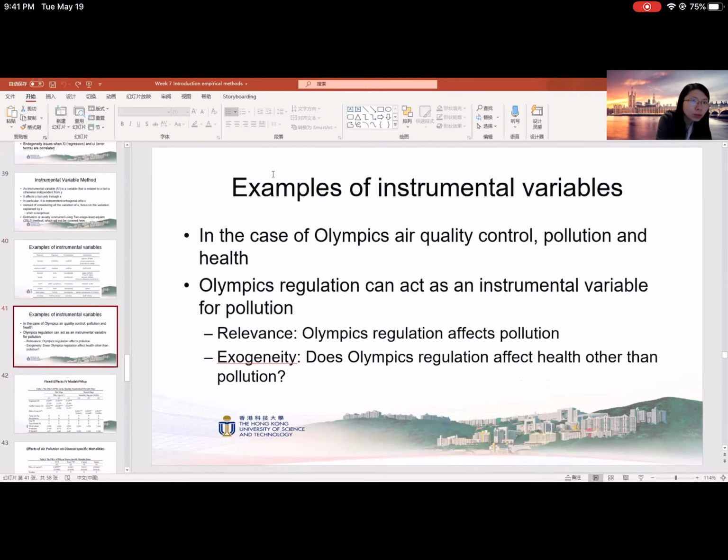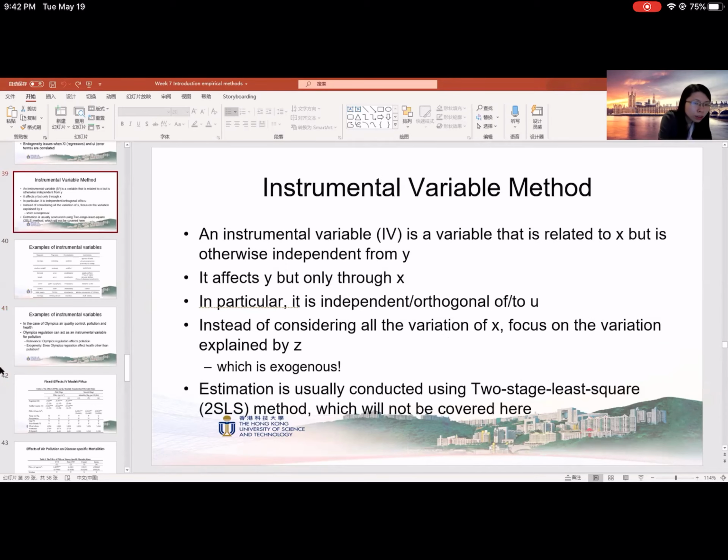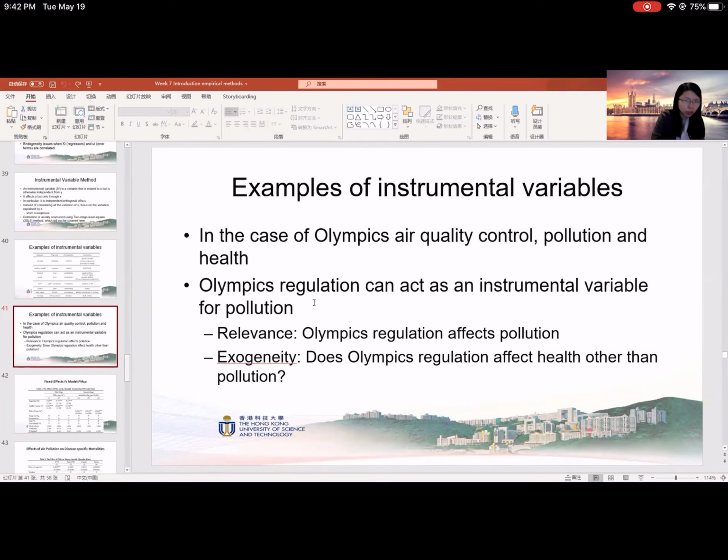If you're fine with the basic concept of an instrumental variable, in our specific example, the idea is that we can use Olympic regulation as an instrumental variable for pollution. Bear with me. For an instrumental variable, I forgot to mention this, you need to check 2 conditions for whether it works. First is relevance. The variation in your instrumental variable should be able to explain variation in X. That's what we call relevance.